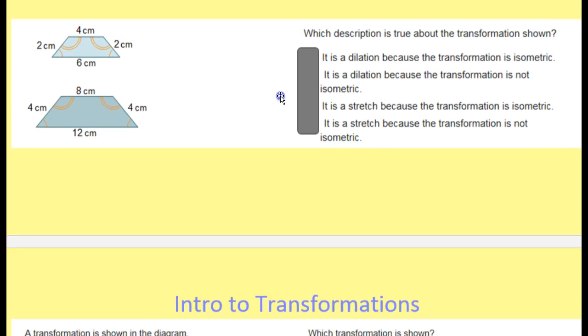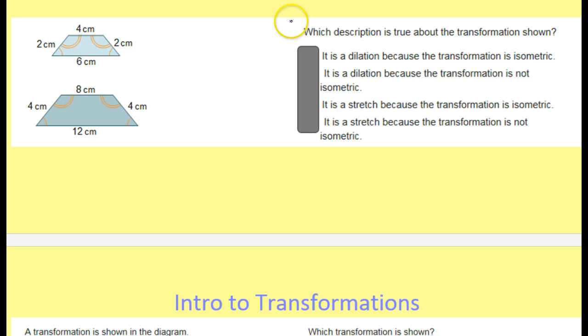Okay, next one. Which description is true about the transformation shown? Let's look at the transformation first. Let's look at the lengths of the sides and the angles. Are the lengths the same? No. 4 and 8, 2 and 4, 6 and 12, 2 and 4. The lengths doubled if you look at it in this direction, or they were cut in half if this is the pre-image and this is the image. But the lengths are different. They're not the same.